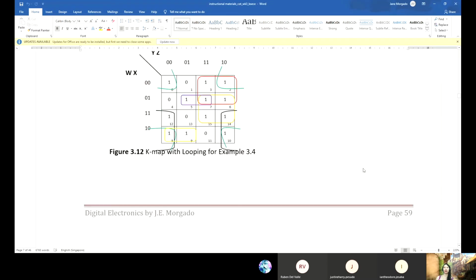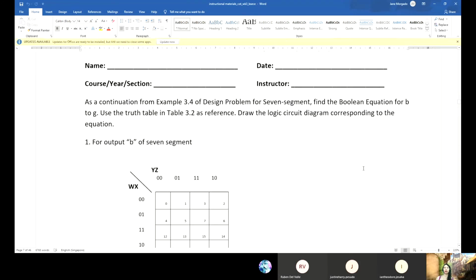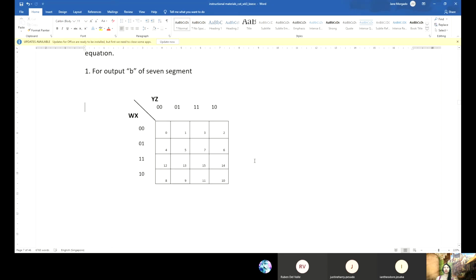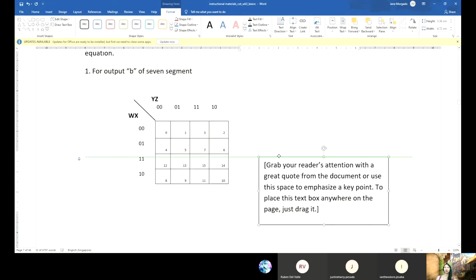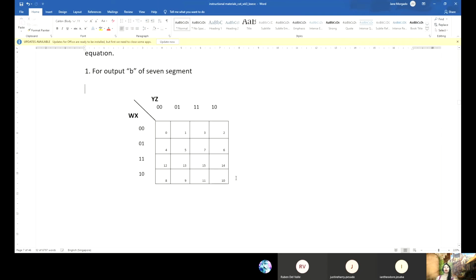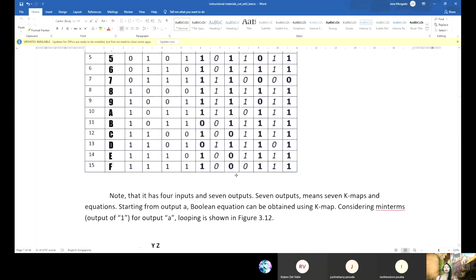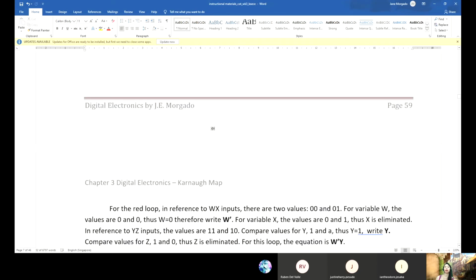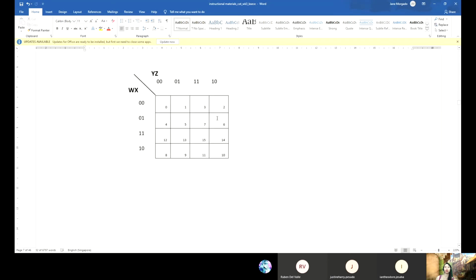Okay, so we had A. Now we do the B here. We need to have practice, so let's do B. We only have 5, 6 as 0. So let's answer letter B. We only have 5, 6 as 0.